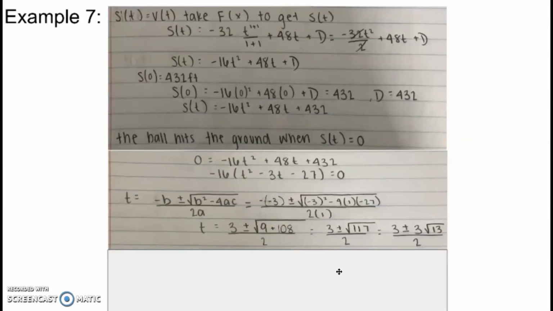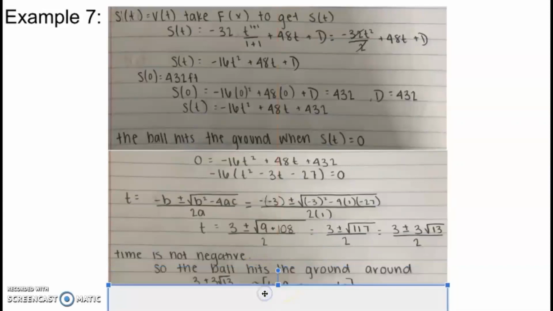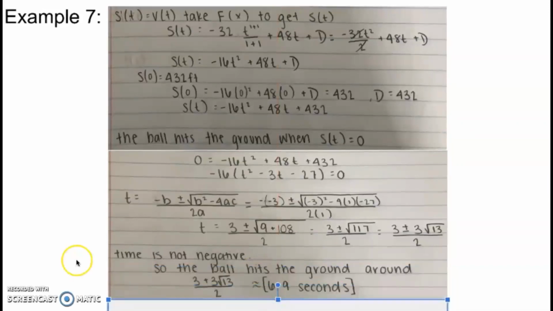And we can take out a 9 from the 117, which gives us a 3 in front of the radical, giving us 3 plus or minus 3 square root 13 all over 2. And we know that time is not negative. So that gets rid of the plus or minus, and it leaves it to plus. So the ball hits the ground around 3 plus 3 square root 13 over 2, which is about 6.9 seconds.